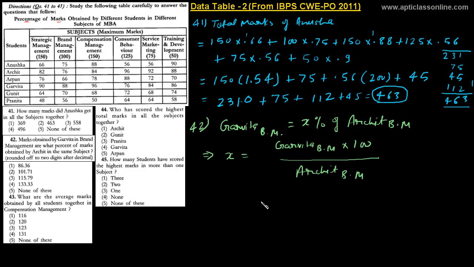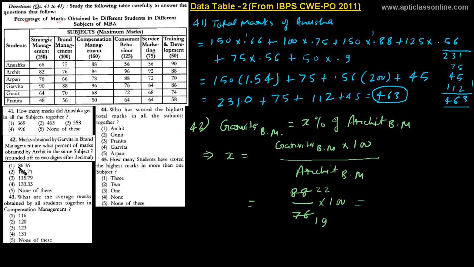So Garvita's marks in brand management, let's see, brand management's marks are in this column. Garvita's marks is 88. 88% of 100, that is 88. So basically it is 88 divided by Archit's marks, that is 76% of 100, that is 76, multiplied by 100. That is so simple. It will go from 4, 4 1 ja 4, 3 6 9, and here 2 2.